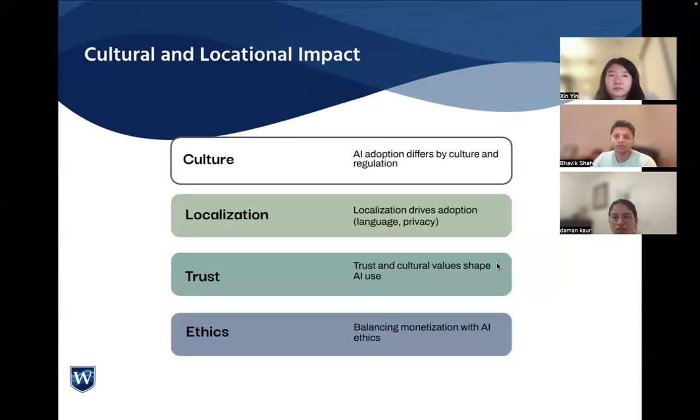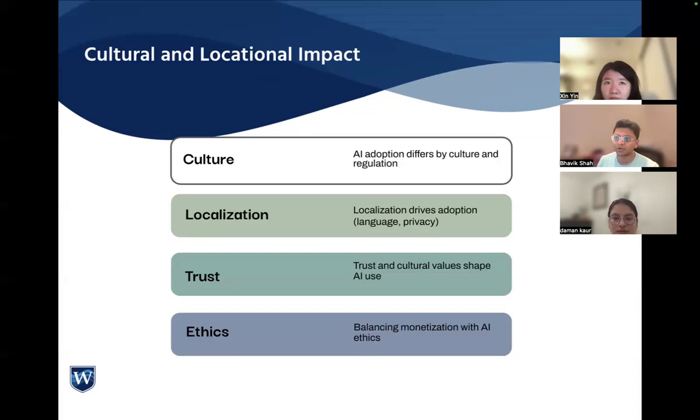Thank you, Shin. So let me talk about the cultural and regional impact. Artificial intelligence adoption varies widely across cultures and regions due to differences in regulations, societal norms, and values. In some countries, stringent data privacy laws and ethical frameworks slow down AI deployment, while in others, a more open regulatory approach accelerates adoption.